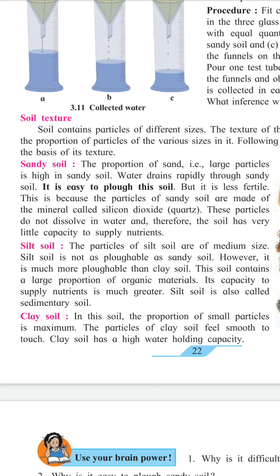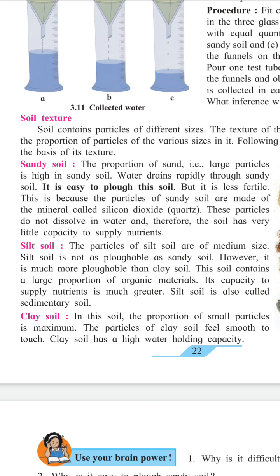Now, about clay soil. What is clay soil? How is its structure? The proportion of small particles is maximum. It is difficult to plow. It contains the same amount of organic matter but is very smooth to touch.